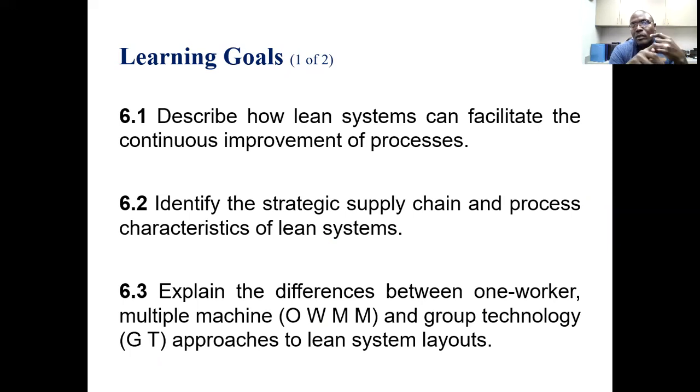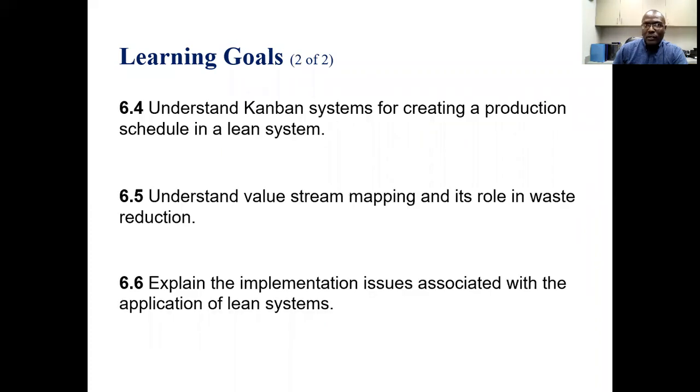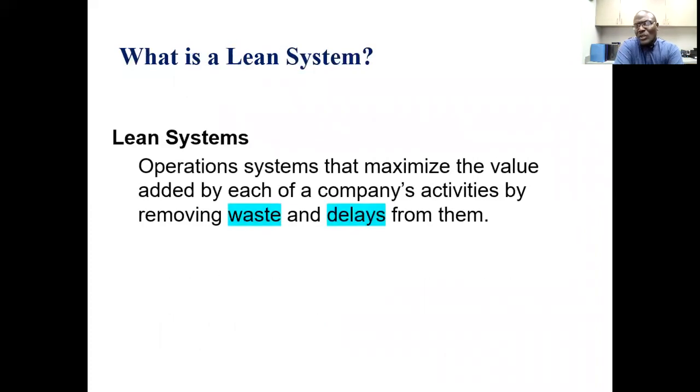Okay, so in this first video we're going to look at what a lean system is and how lean ties into this whole notion that companies and corporations should have a focus on continuous improvement. I'll also talk about how this ties into the strategic vision of the supply chain of any given organization. Okay, so let's get started and talk about lean.